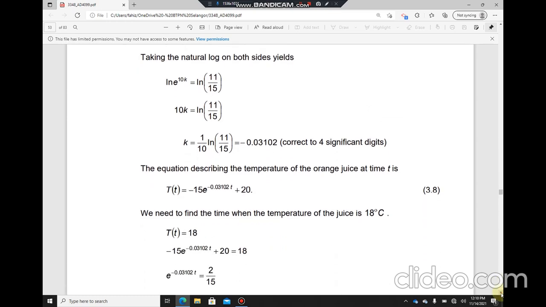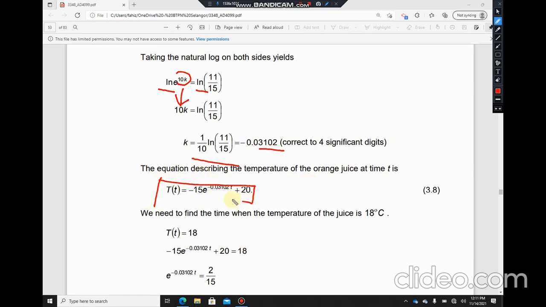And then taking the natural log on both sides yields. So kita nak turunkan K ke bawah, kita kena letak ln kiri dengan kanan. So bila kita dah letak ln kiri dengan kanan, automatic dia akan jadi 10K equals ln 11/15, and then solve for K equals negative 0.03102, correct to 4 significant digits. The equation describing the temperature of the orange juice at time T is, so awak akan dapat this equation. Equation ni yang dah ada nilai A and K.